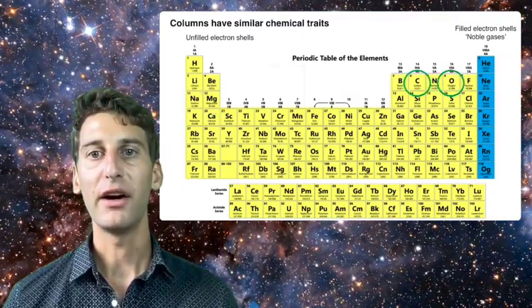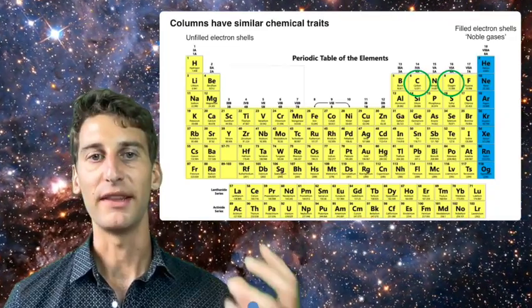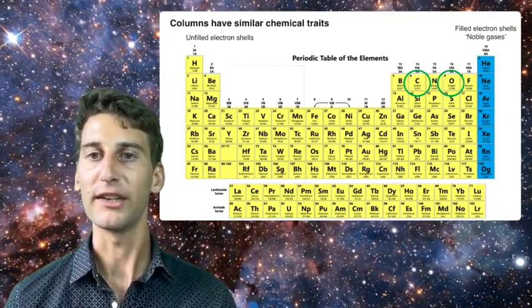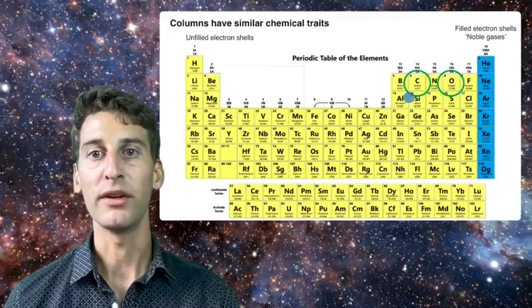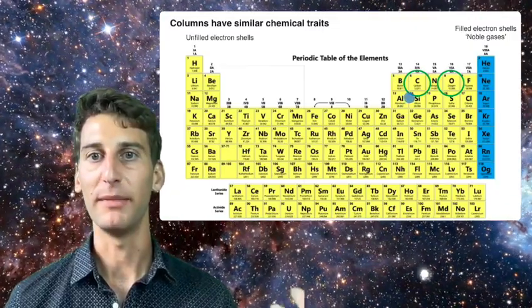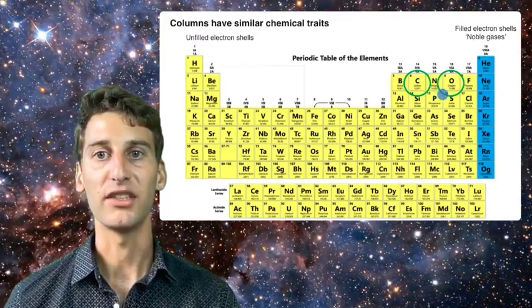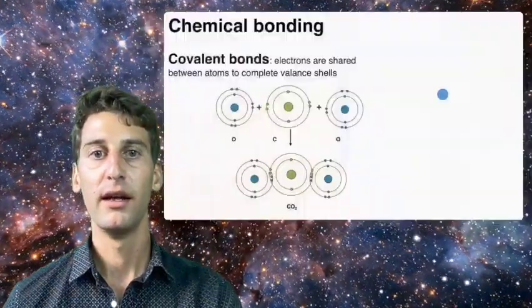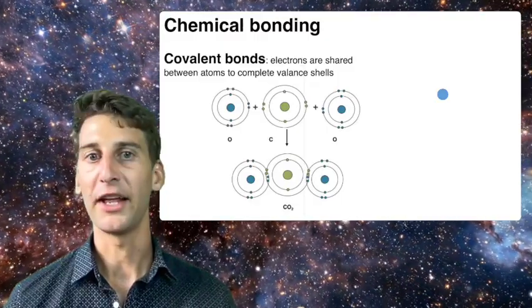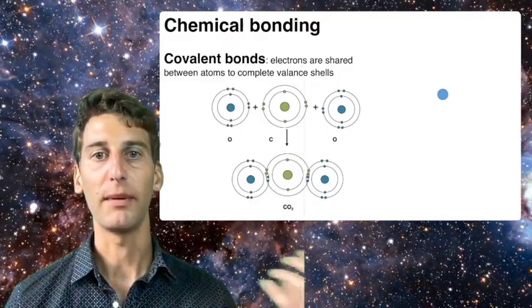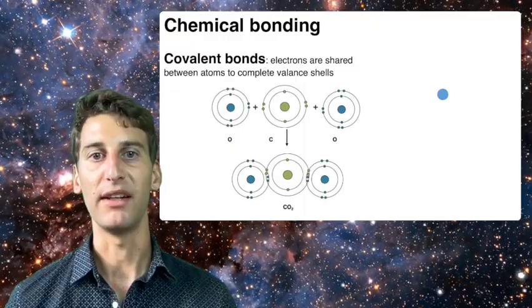So now we'll think about what happens when you don't have elements at the left-hand end and the right-hand end of the periodic table. Let's think about something that's pretty important to us, carbon. Carbon's one of the most abundant elements in our body, and so is oxygen. Carbon and oxygen bond together pretty frequently. And this is not through an ionic bond. What happens is essentially that carbon and oxygen share electrons to complete their valence shells.